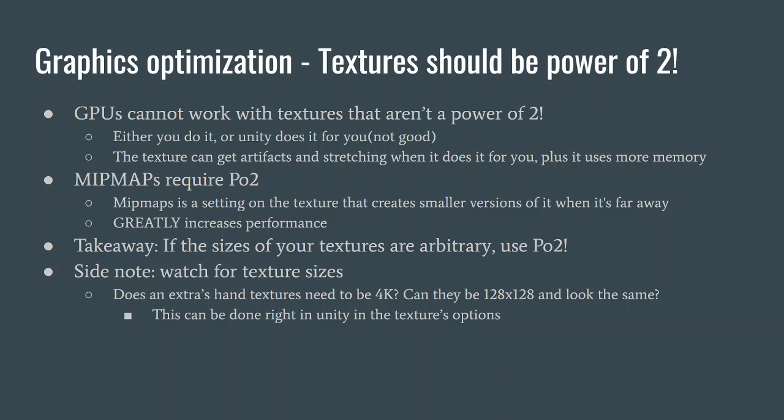And as a side note, while we're on the topic of textures, watch out for texture sizes. Just be aware of them. Like, does an extra's hand texture need to be 4K? Can it be 128 by 128? And no one I've ever worked with is stupid. They know that stuff, but sometimes it's just something that people overlook. People are used to making really high definition textures, and when you put a 4K hand texture in something, that's a really hard hit to the performance.